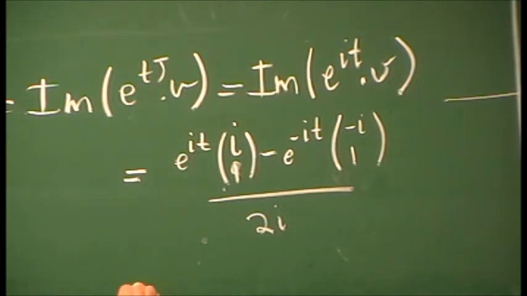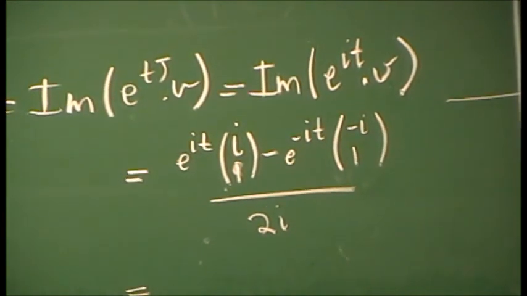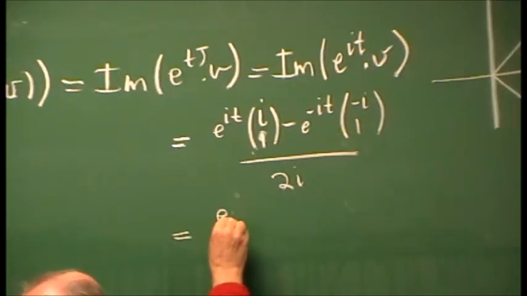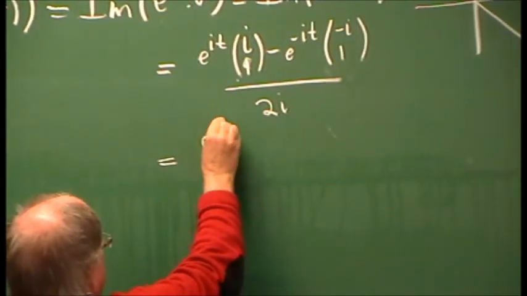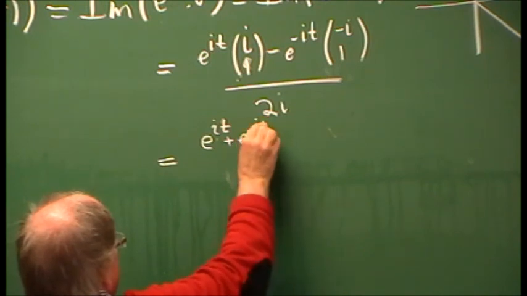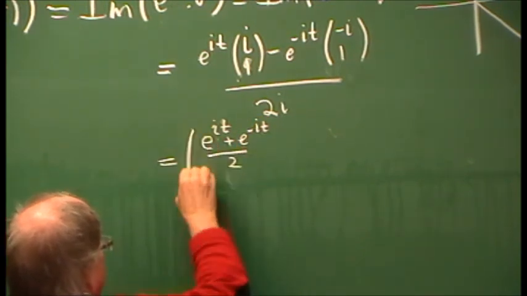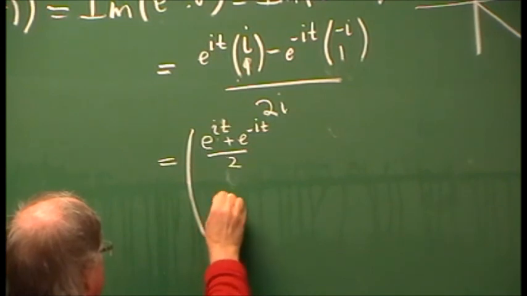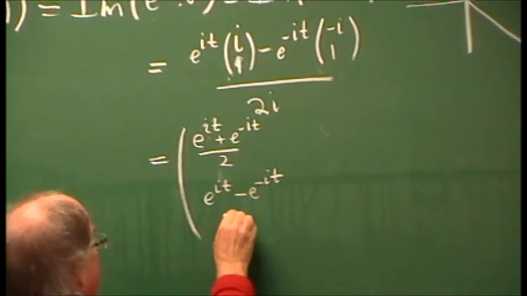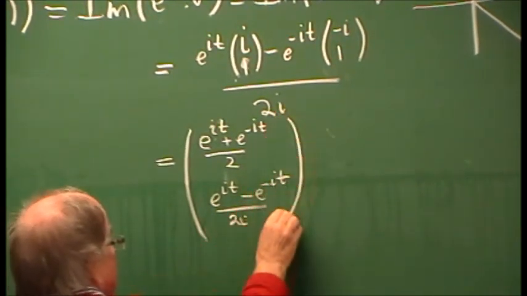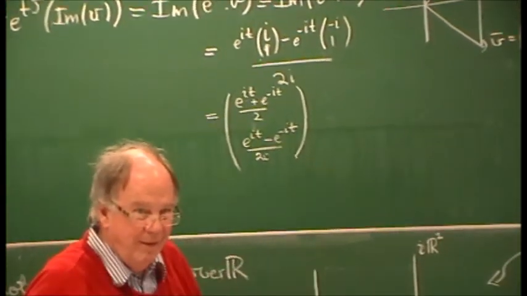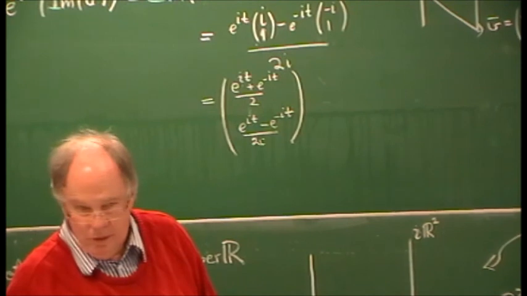Well, let's see what happens here. The first thing, the i's cancel, right? So I have e to the it plus e to the minus it over 2. That's in the first one. And e to the it minus e to the minus it over 2i. Right? Anybody seen those things before? That's cosine and sine, right? It has to be.